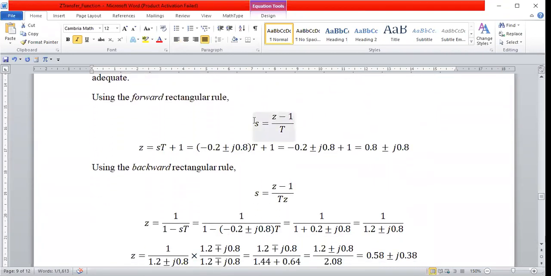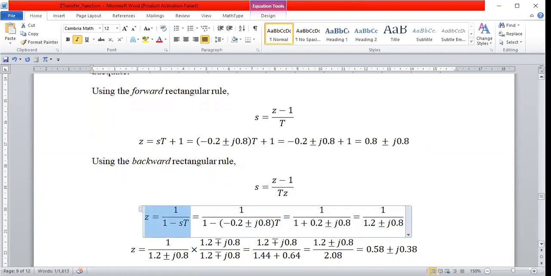Then using the forward rectangular rule, you have this. You want to convert it into the Z domain. So if you make Z the subject of formula here, you get your Z to be equal to this. Then when you put in the formulas, if you track through the algebra, you will see that your Z is equal to this. For the backward rectangular rule, S is equal to this. Then if you cross multiply and make Z the subject of formula, you get this.